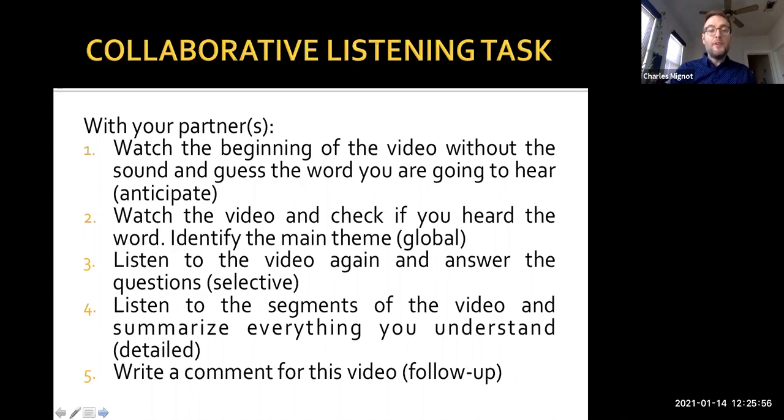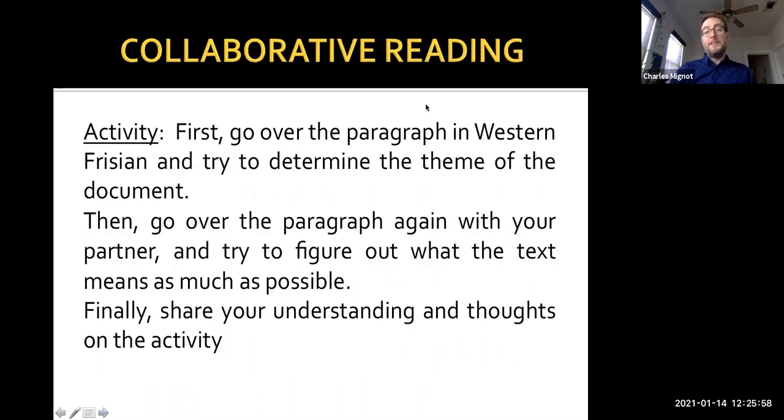All right, so let's move on to another type, collaborative reading tasks. So this time, I'm going to ask you to read a text in Western Frisian, which is basically the language that is the closest to English. However, it might be challenging to understand the text.